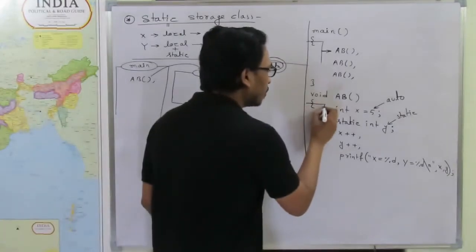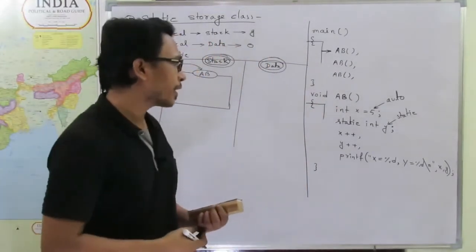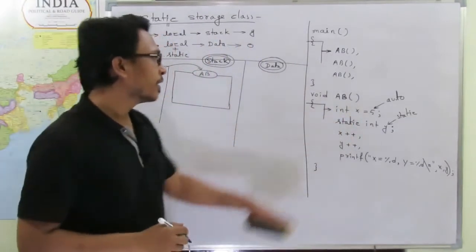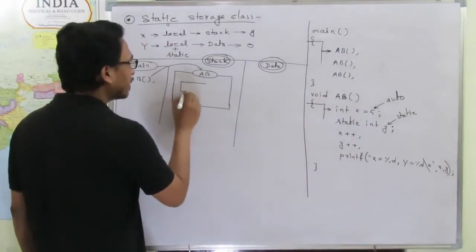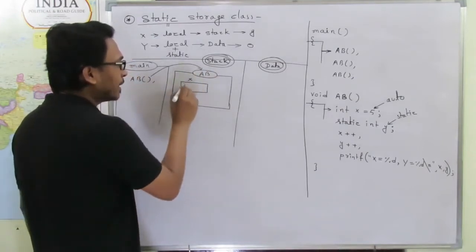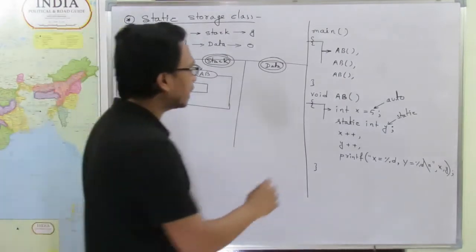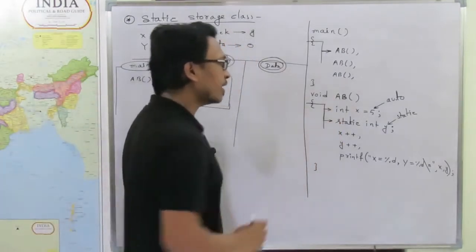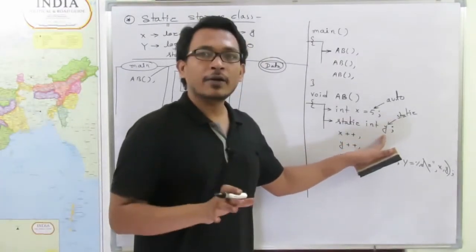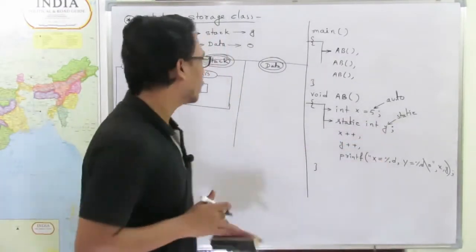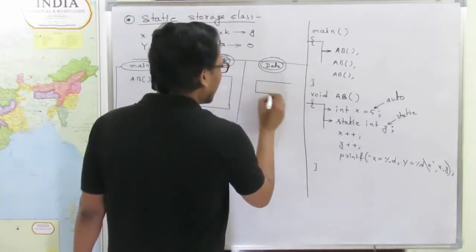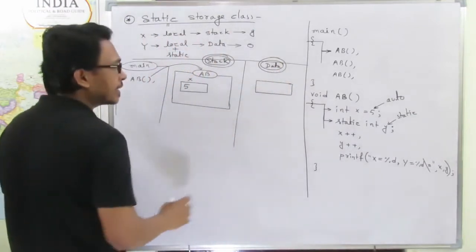Now system control of program execution comes inside the AB function and declares the variable x from the stack section, that is inside the AB function itself, and initialized with 5. And after that the next instruction is static int y. That means now the memory for this variable y will be allocated from the data section, not from the stack section. So the memory for variable y will be allocated from the data section.